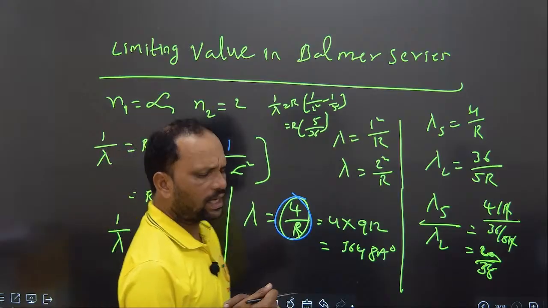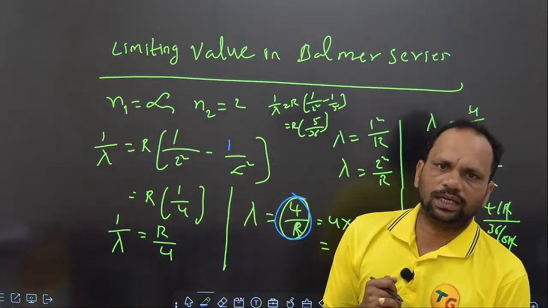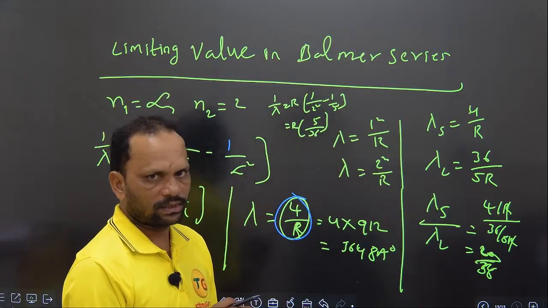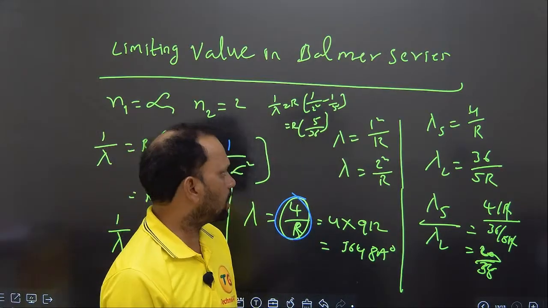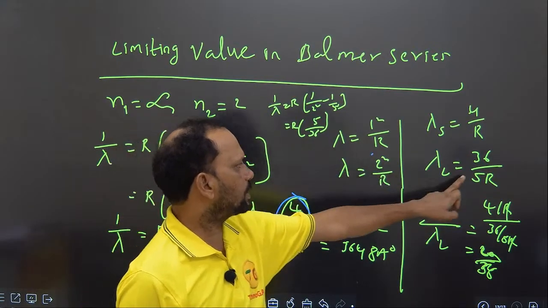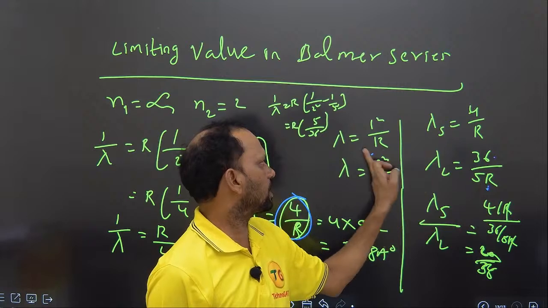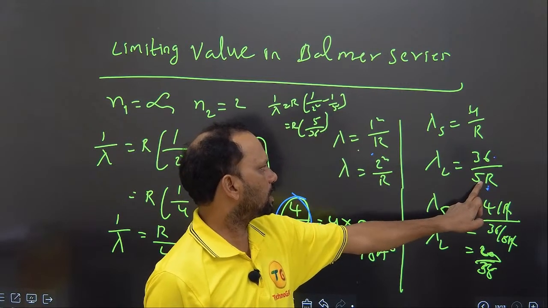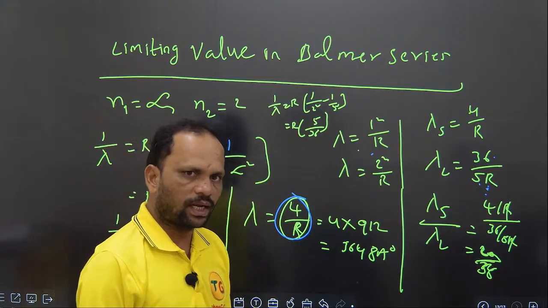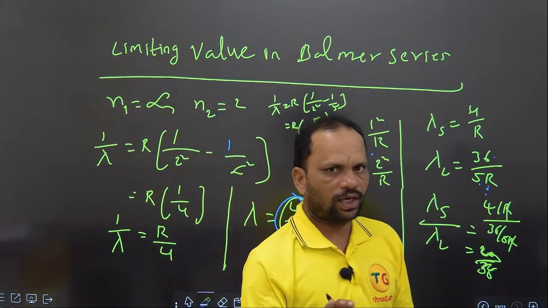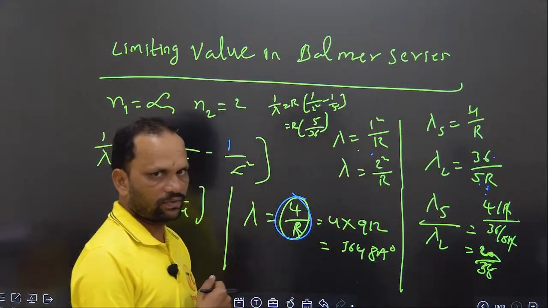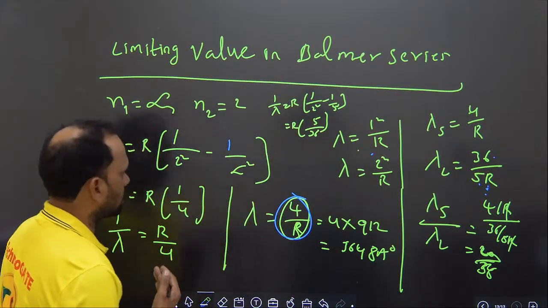They can ask any combination. Find the ratio of the shortest wavelength of the Lyman series to the longest wavelength in the Balmer series. The shortest wavelength of the Lyman series is 1 by R, and the longest wavelength of the Balmer series is 36 by 5R. So 1 by R divided by that gives 5 by 36. Or find the ratio of the longest wavelength of the Lyman series to the shortest wavelength in the Balmer series. Whatever combination they give, we should be able to find it, right? Now this is about the Balmer series.